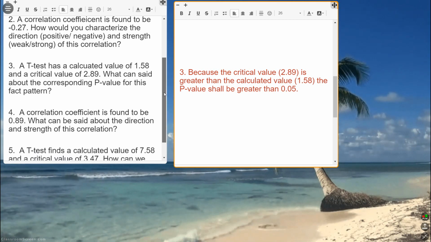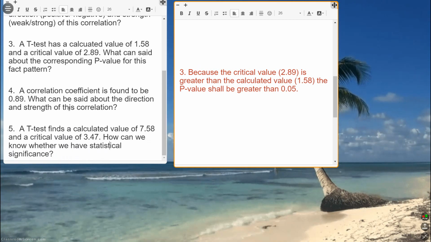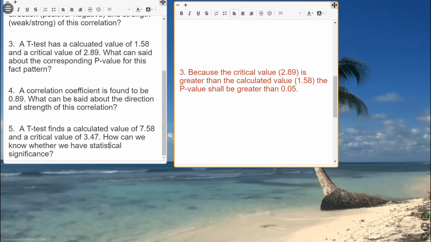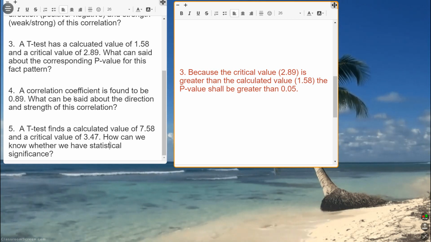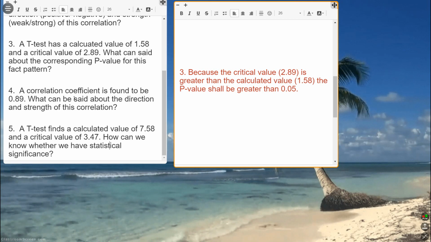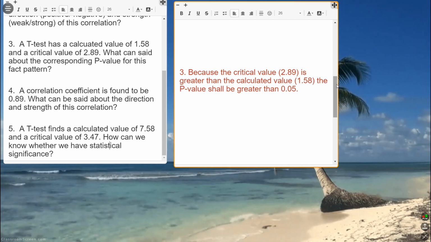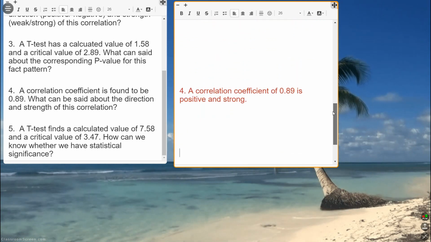Okay, let's take a look at number 4. Correlation coefficient is found to be 0.89. What can be said about the direction and strength of this correlation? Now let's move on down to number 4. Get them nice and lined up.